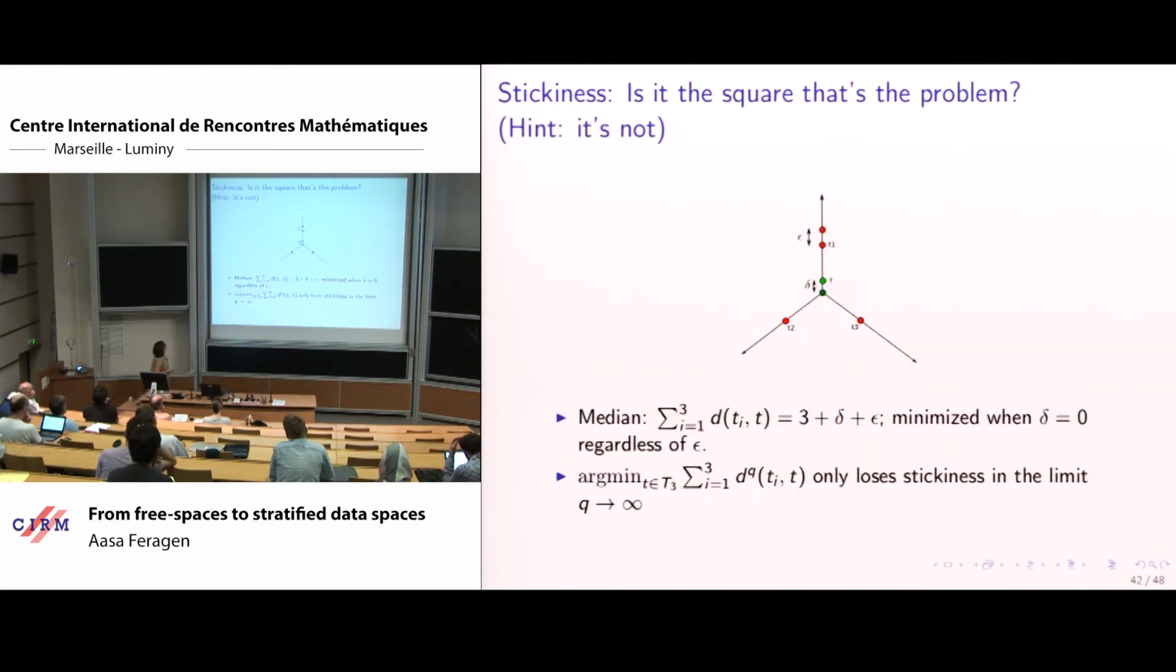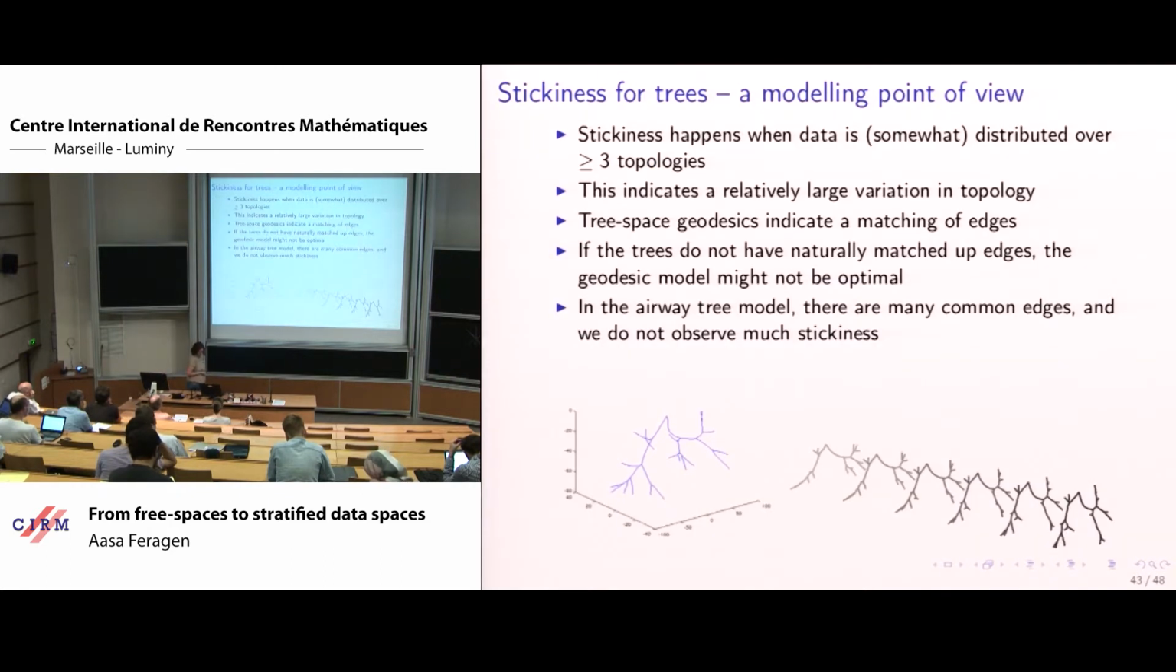As far as stickiness goes, you might ask yourself, is it the square that's the problem? And it's not. If you try to replace the mean with a median, you'll actually see that you can move your point up as far as you want, and the median is never going to move. The only way you're going to lose stickiness is in the limit where your power goes to infinity. So these are not just least squares problems, these are distance-based problems, if you like. And is it a problem?